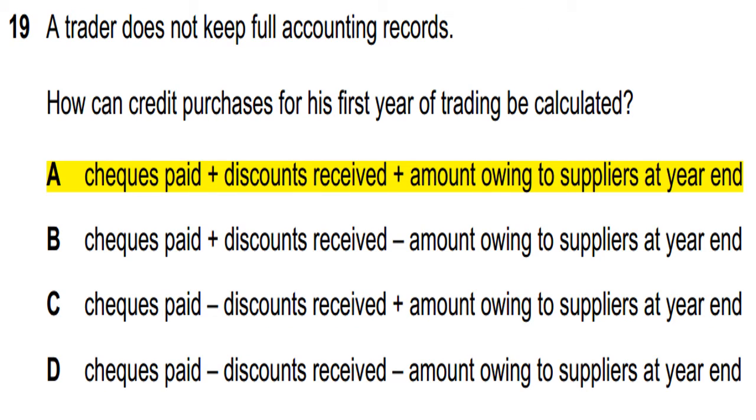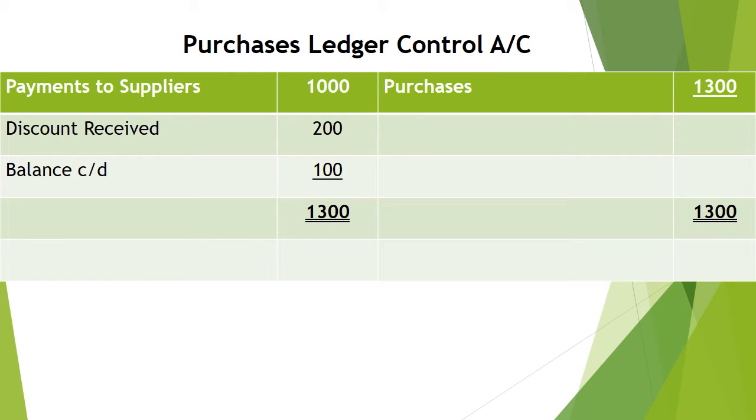And question 19: a trader doesn't keep full accounting records. How can credit purchases for his first year of trading be calculated? A option is correct: cheques paid plus discount received plus amount owing to suppliers at the year end. We will make the purchases ledger control account. So this is the purchases ledger control account.